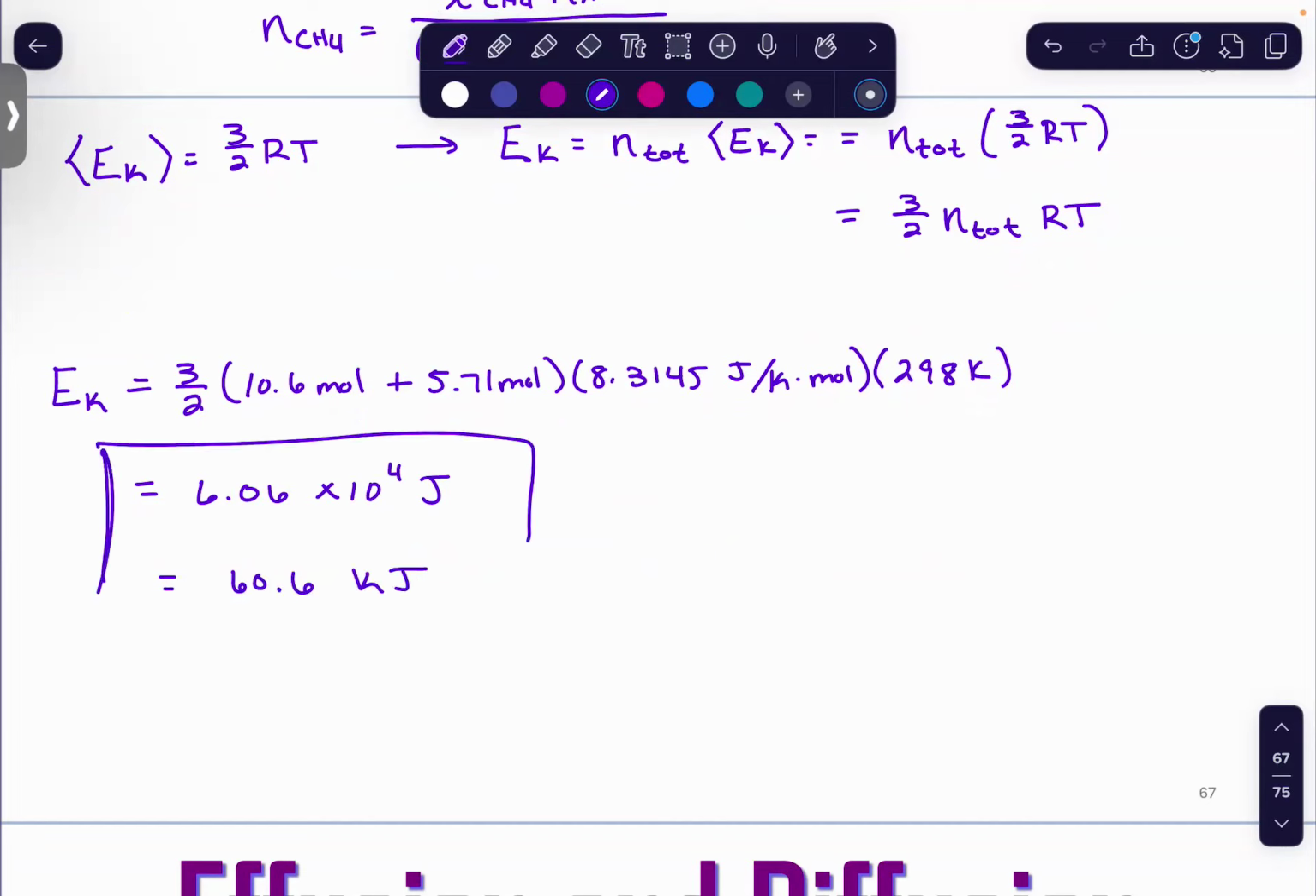Now, I say we commonly do that. If the problem doesn't explicitly tell you to do that, you can leave it in joules. You won't get it marked wrong. But there's a little energetic math for you on systems of moving molecules.